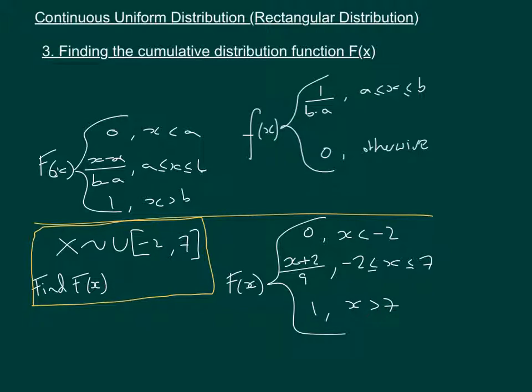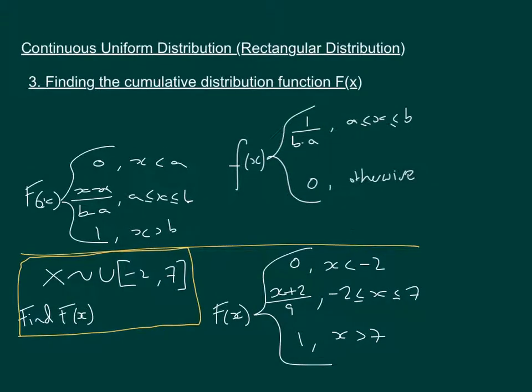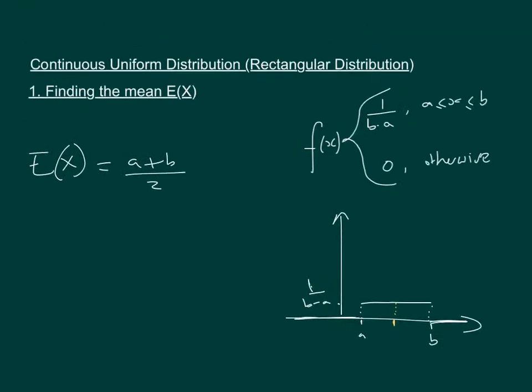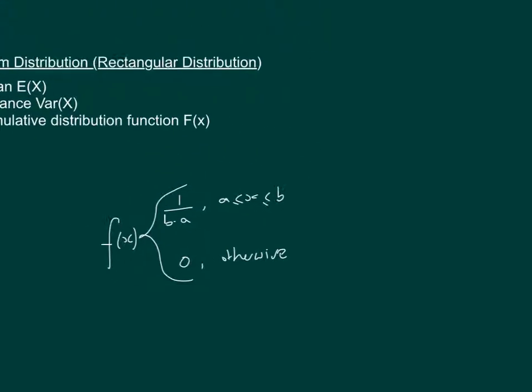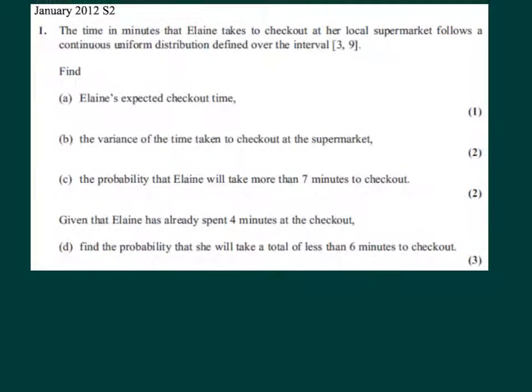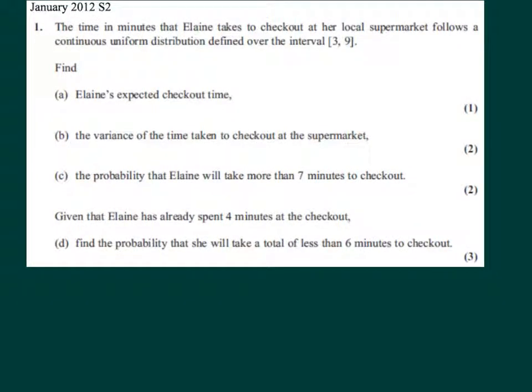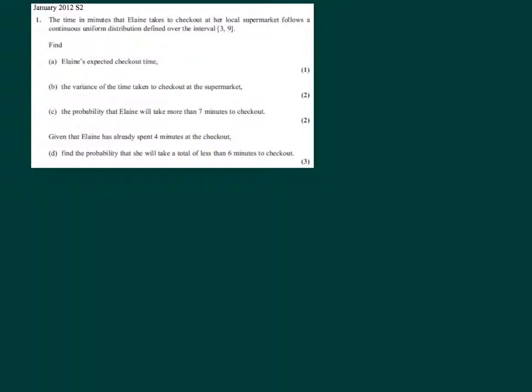So this is very simple, and now I'm just going to quickly show you how to apply the mean and variance formulas to an exam question that I've prepared. So if we go to my exam question, it says the time in minutes that Elaine takes to check out at her local supermarket follows a continuous uniform distribution defined over the interval 3 to 9. Find Elaine's expected checkout time.